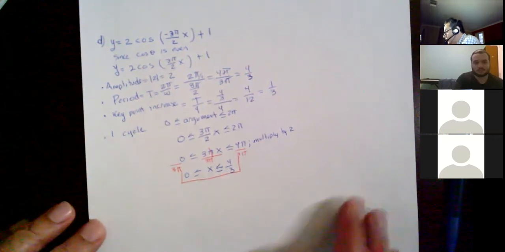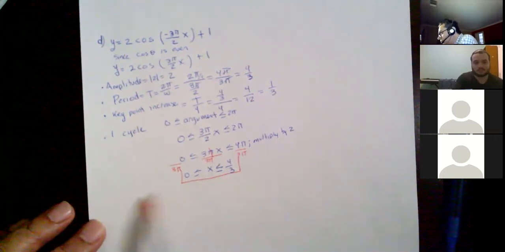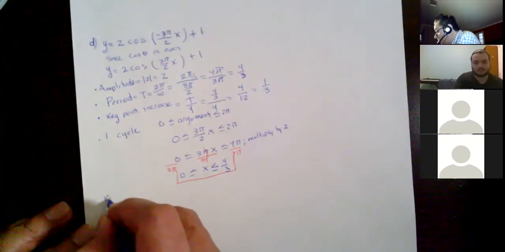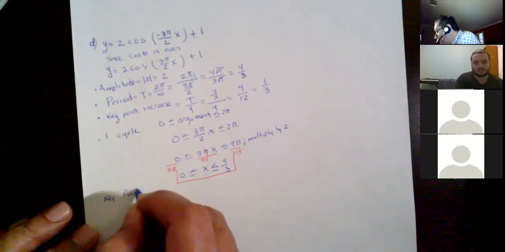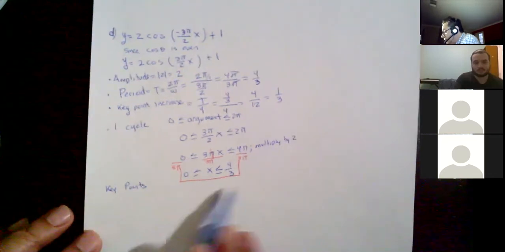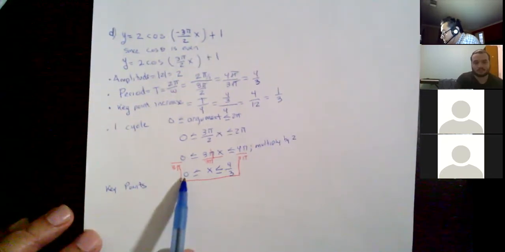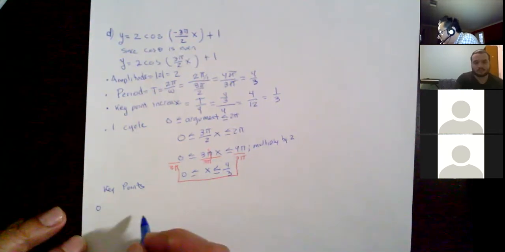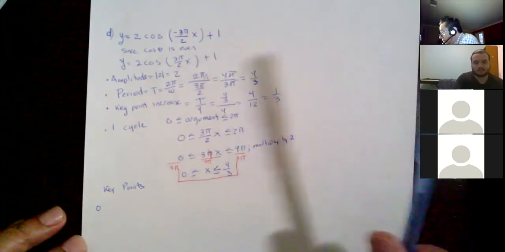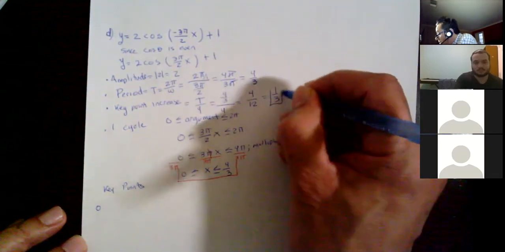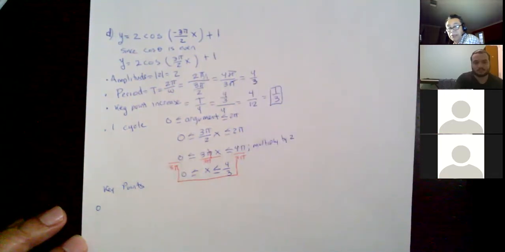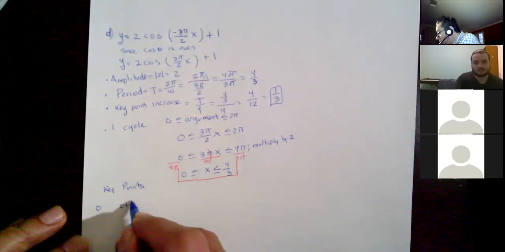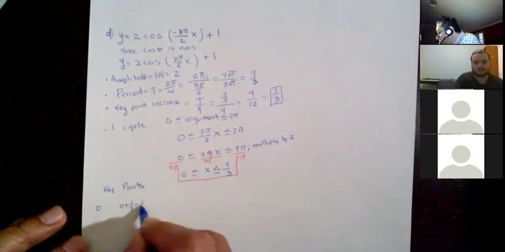All right, so let's find the key points. The cycle lets us know where we're gonna start. We're gonna start at 0. The next, notice, what is the key point increase? The key point increase is 1/3. So the next key point will be 0 plus 1/3, which is 1/3.